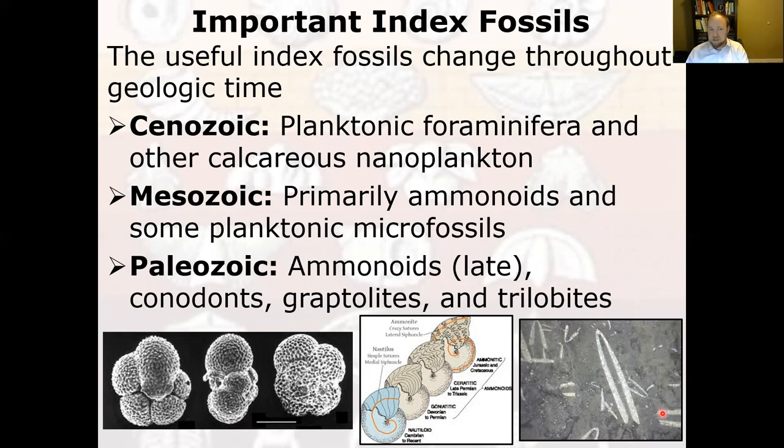If you go back a little bit further to the Mesozoic, those planktonic microfossils are still important, but ammonoids, those coiled cephalopods, become a little bit more important. And then if you go back to the Paleozoic, in the late Paleozoic, ammonoids are important. And if you go back before that, especially in the Ordovician, conodonts, graptolites, and then in the Cambrian, trilobites are important as well. So where you are in the geologic timescale, which rock unit you're looking at, sort of dictates which fossils are going to be the ones that you're probably going to be using for biostratigraphy.